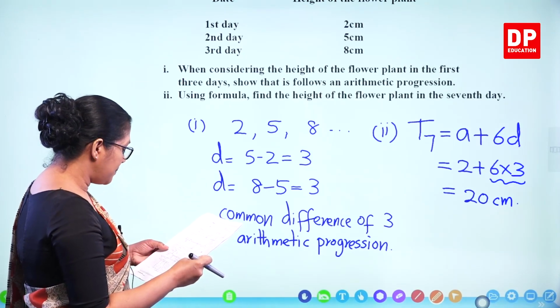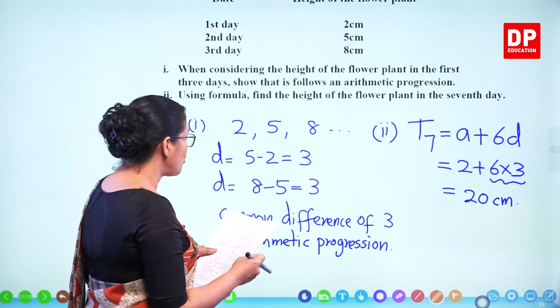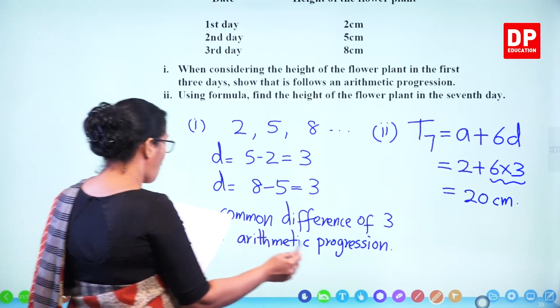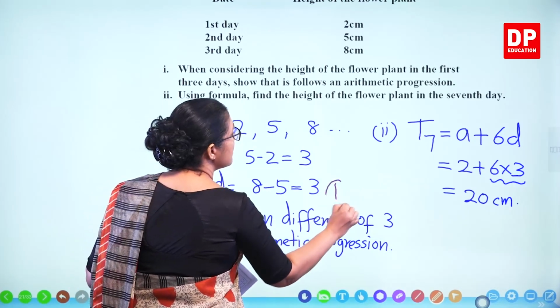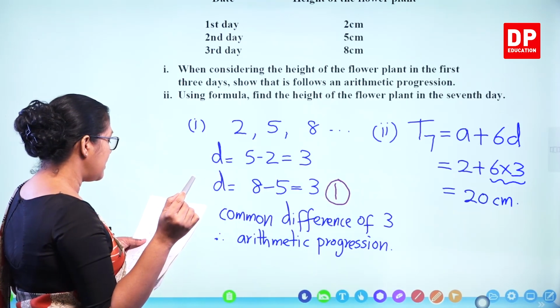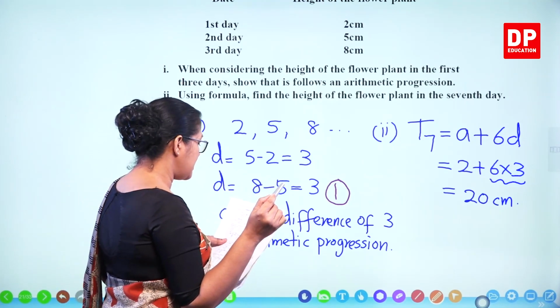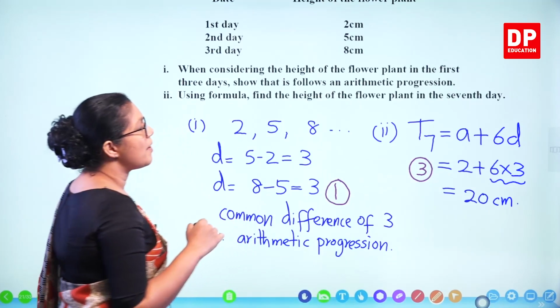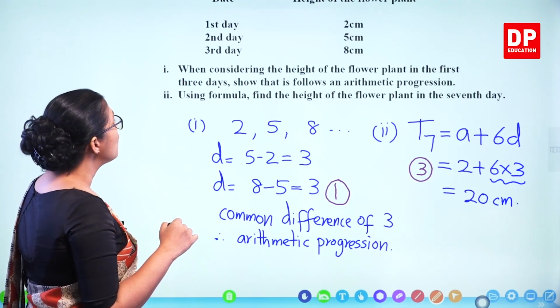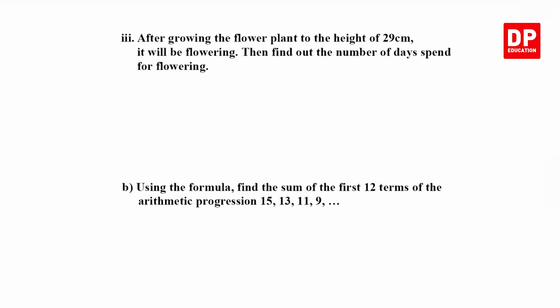So how many marks? You get 1 mark for finding difference and explaining this is arithmetic, and for 20 centimeters that's 3 marks. So 3 marks for this. So altogether 4. Third part. After growing the flower plant to the height of 29 centimeters, it will be flowering. Then find out the number of days spent for flowering.